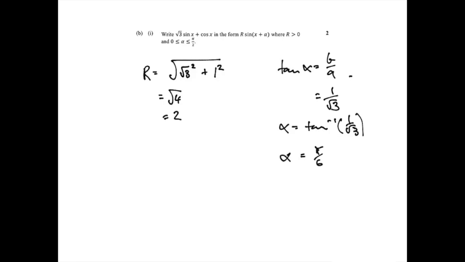So we should sum up here by saying root 3 sine x plus cos x equals 2 sine(x plus pi on 6).